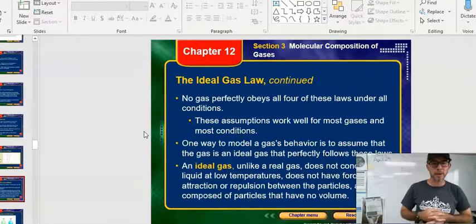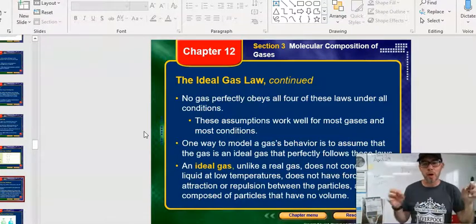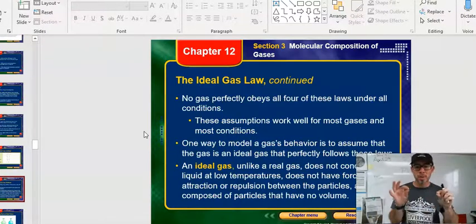So no gas perfectly obeys all four of these laws under all conditions. That's why STP is so important. Things are actually pretty close to the ideal gas law at STP.